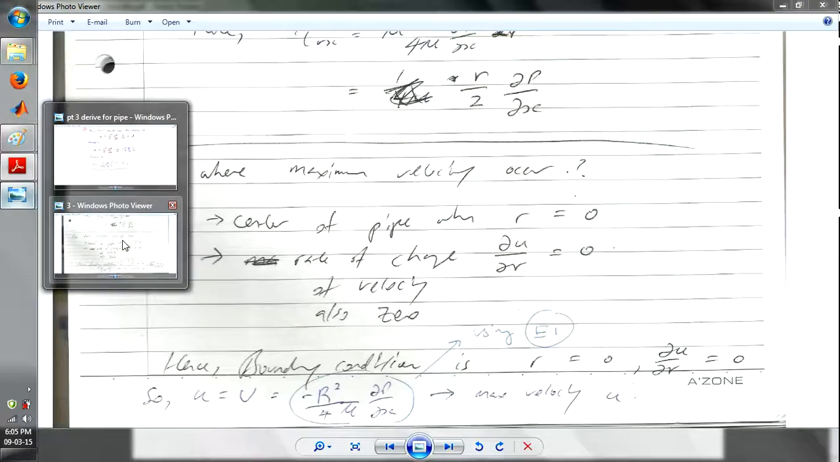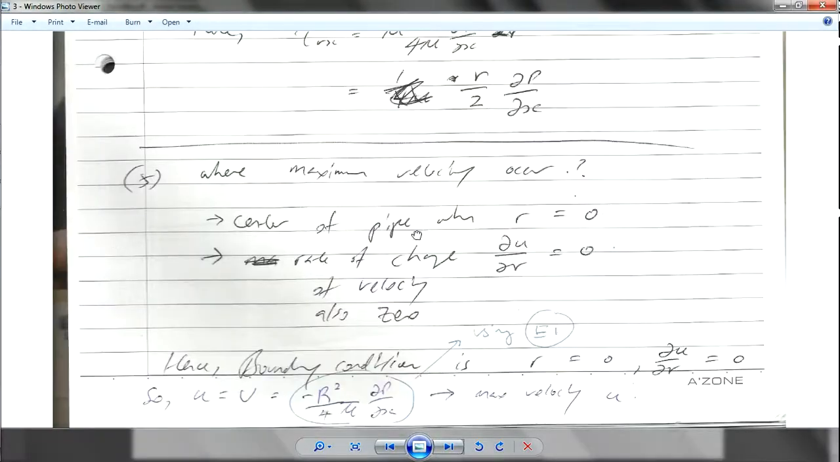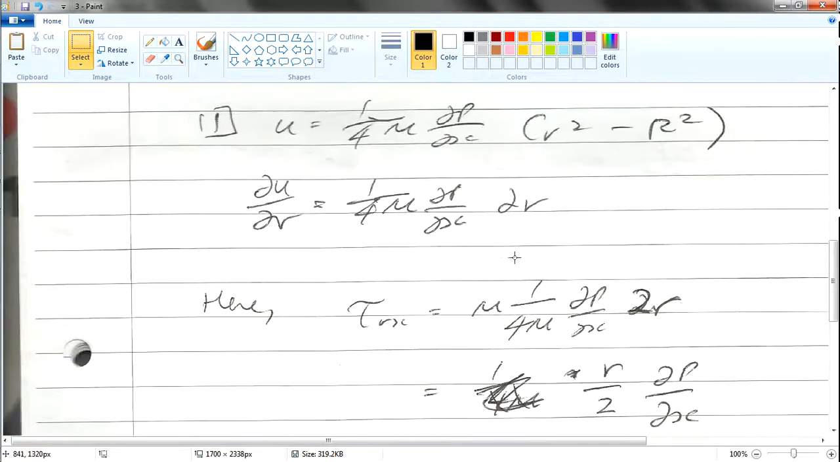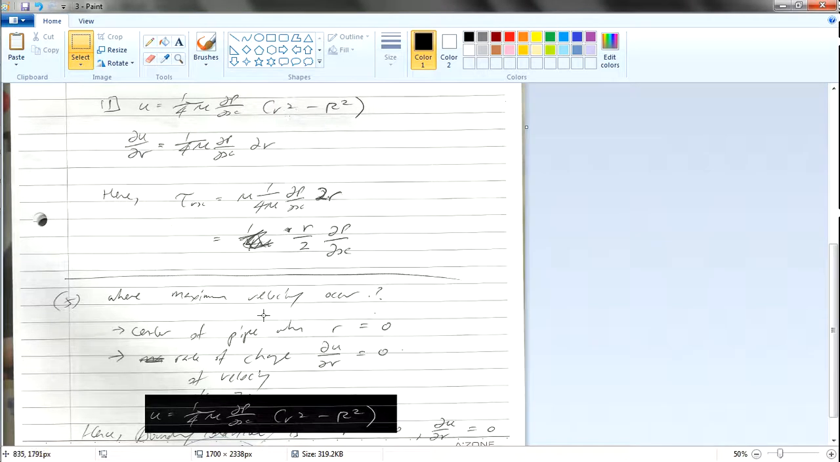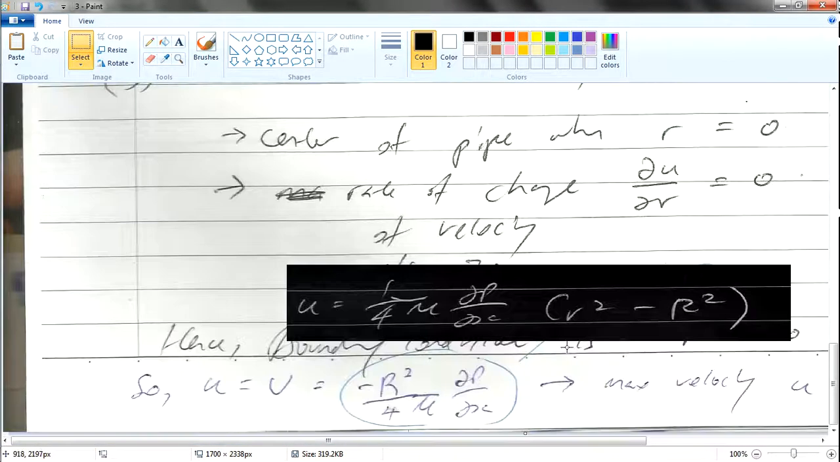Okay, and therefore, if you were to go back, you know these two conditions. What we can do is substitute into our equation. So I decided to paste the equation from here. This is the velocity equation. I just paste it here and then I contrast it so that you can see it clearer.